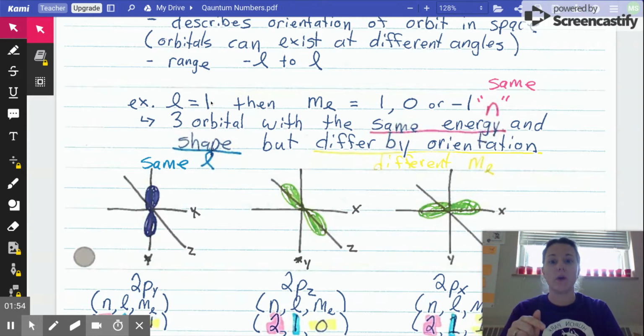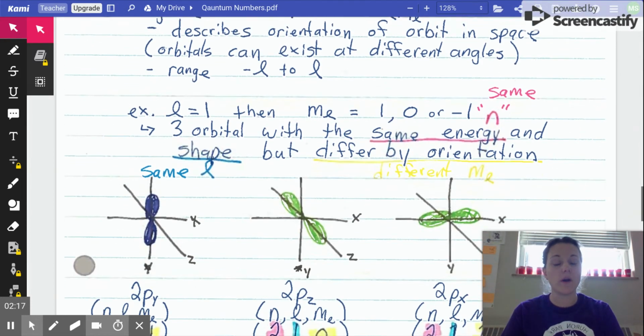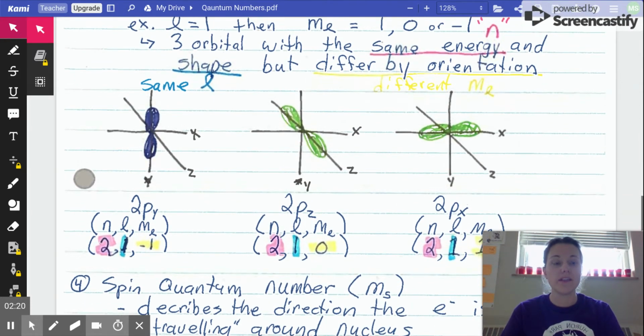So when L equals 1, then ML can be 1, 0, or minus 1. What this means is there are three orbitals. They have the same amount of energy because they have the same N. They have the same shape because they're all L equals 1, a P shape, but they differ by orientation. So the magnetic quantum number is different. This picture shows you the three different orientations the dumbbell shape can have.